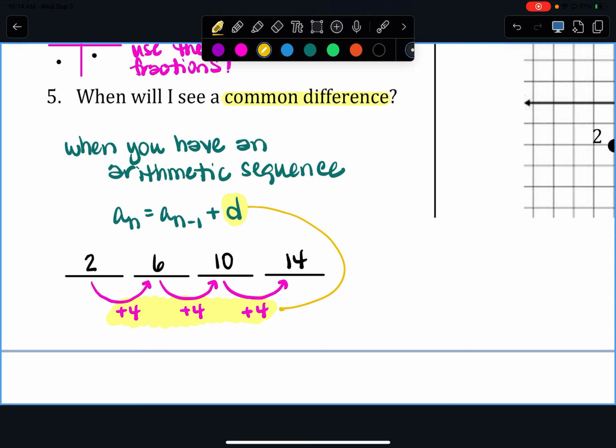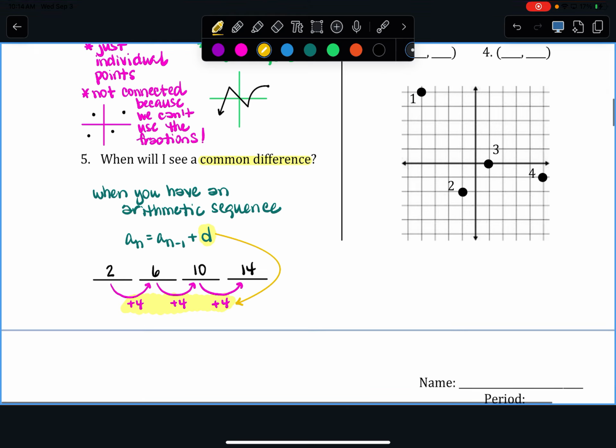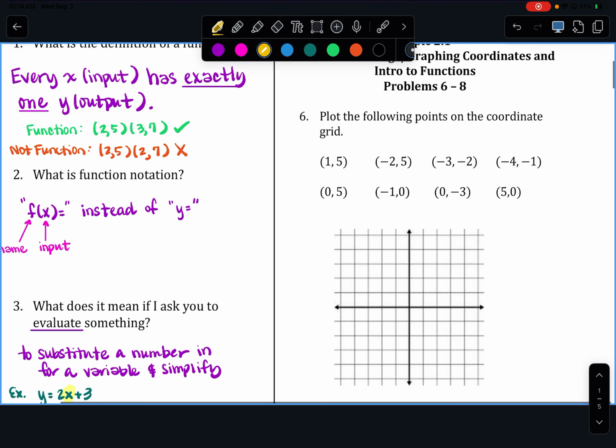Sorry, I was trying to draw a nice pretty arc. There we go. All right, so that kind of takes care of all of our fill in the blank type questions. Let me scroll back up here, number 6.